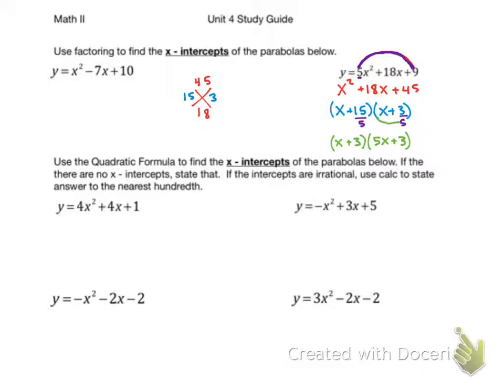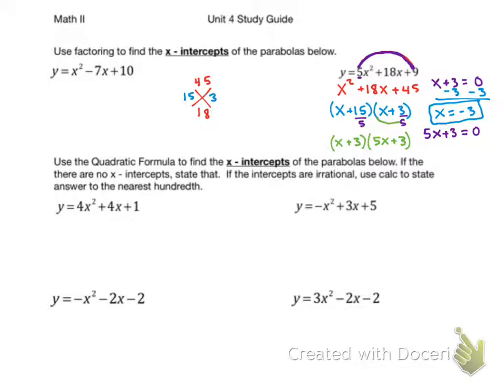Now remember, we take those 2 factors and set them equal to 0. So we have x plus 3 equals 0, and 5x plus 3 equals 0. This gives us our 2 x-intercepts. The first one is pretty simple. Subtract 3 on both sides, and we get that x equals negative 3. So that's our first x-intercept for this one.